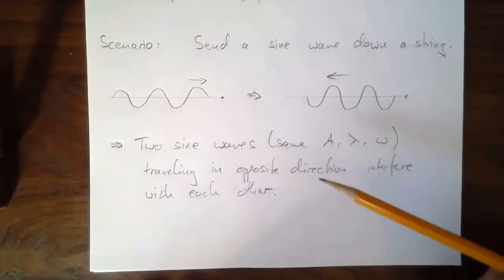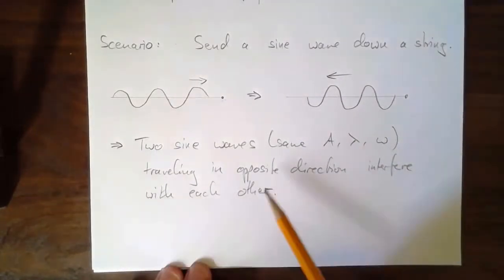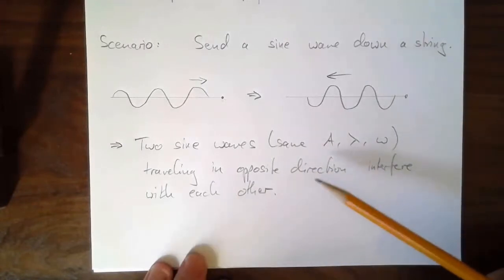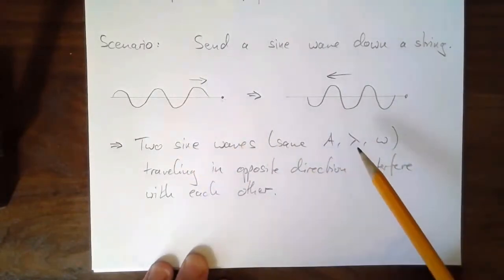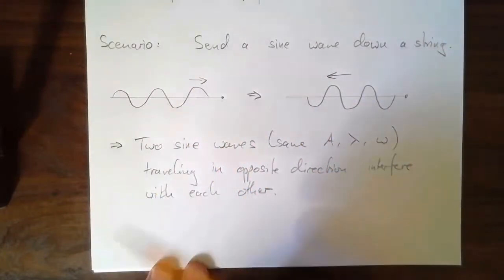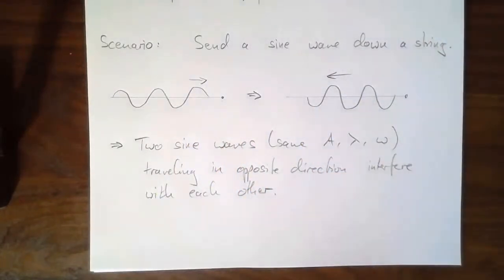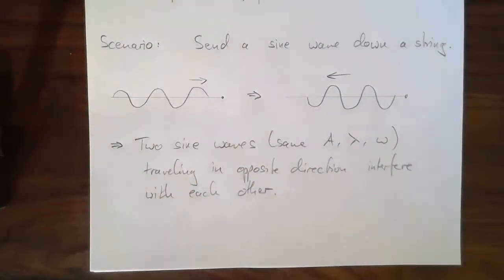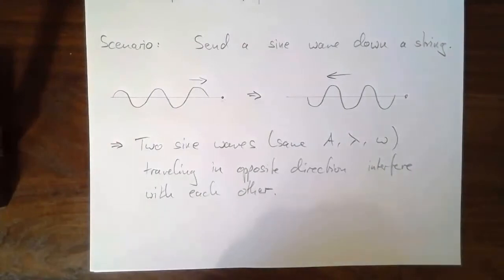And when you'll be doing the lab, or maybe you've done the lab already, you will have done this graphically, right? So you drew sine waves, and you sort of added them up point by point. We're going to do it algebraically. All right, let's add two sine waves. Okay, what's this sine wave here?